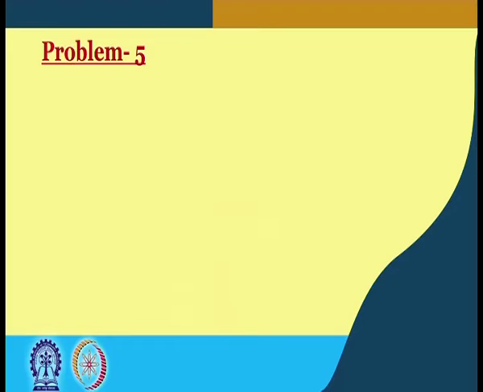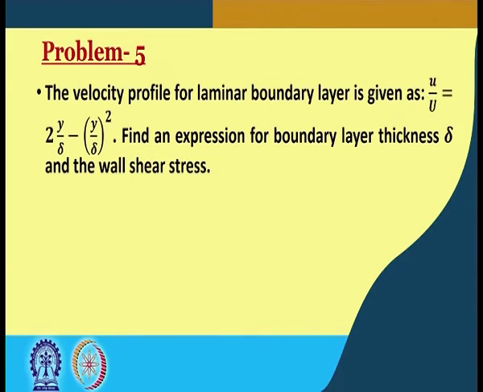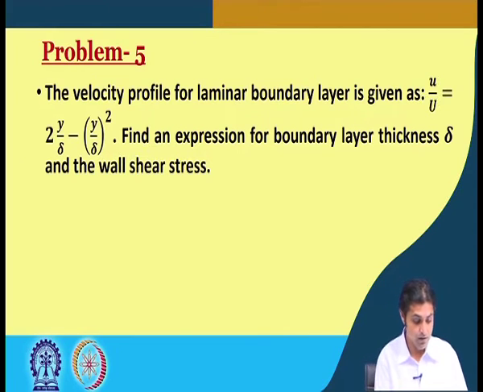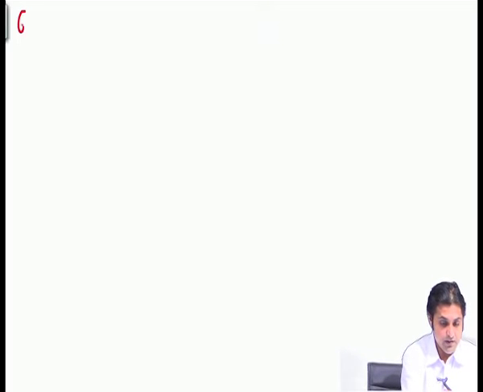Welcome back to the fourth lecture of the boundary layer analysis. We are going to start this lecture with problem number 5. The question says that the velocity profile for a laminar boundary layer is given as small u by capital U is equal to 2y by delta minus (y by delta) whole square. Now we have to find an expression for the boundary layer thickness delta and the wall shear stress.